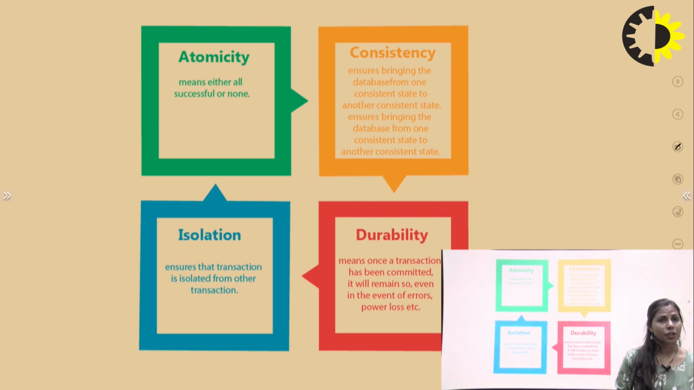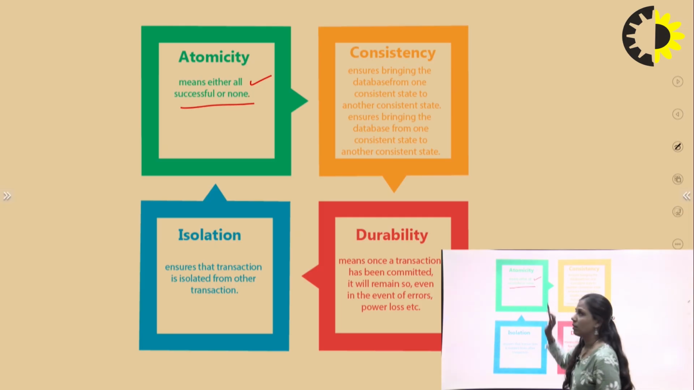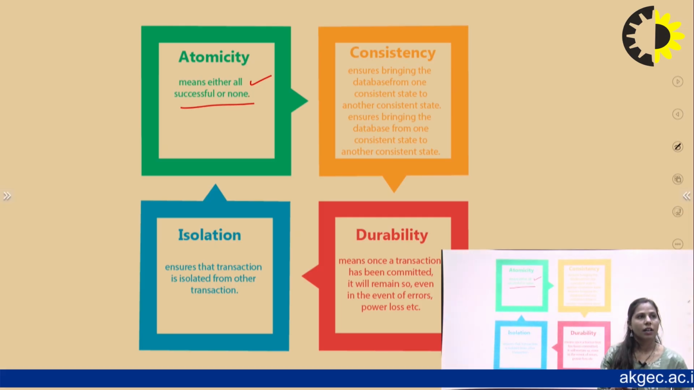Now, what is atomicity? It means either all successful, or none. What atomicity tells us is that either all transactions should be successful or none of them. Means either the transaction should be complete. For example, we have done an amount transfer from X to Y.